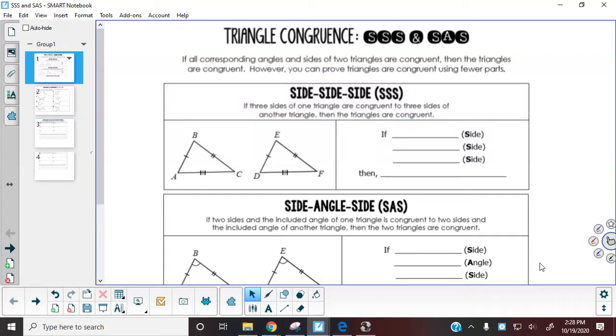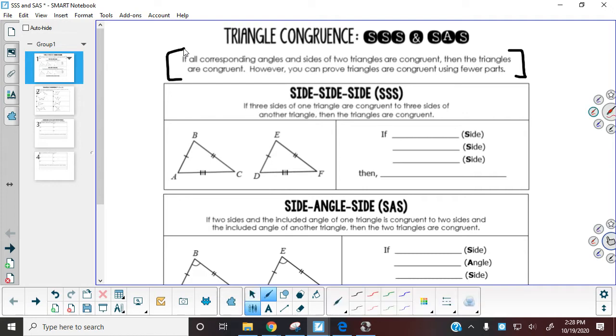Up until today, in order to prove that triangles are congruent, you needed all three angles congruent and all three pairs of sides congruent. If you notice, today we're going to cut down your work significantly. So notice here in this introductory part that if all corresponding angles and sides of two triangles are congruent, then the triangles are congruent. However, and this is the key for today, you can prove the triangles using fewer parts.